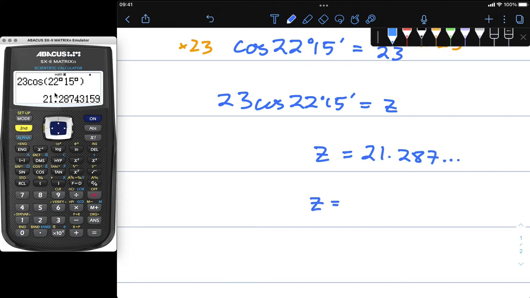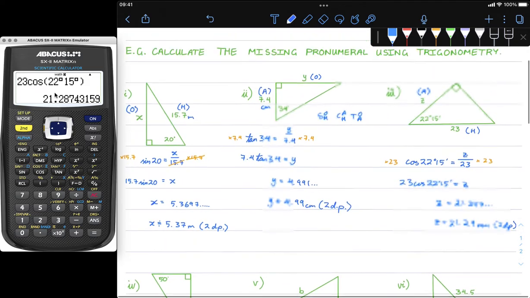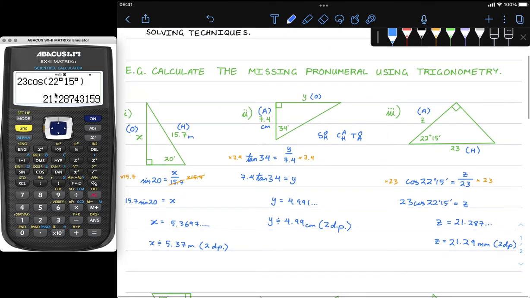Rounding it off to 2 decimal places for all my examples here, 21.29, and let's just say this is in millimeters, rounded to 2 decimal places. Okay, that's essentially it for this sort of equation type.